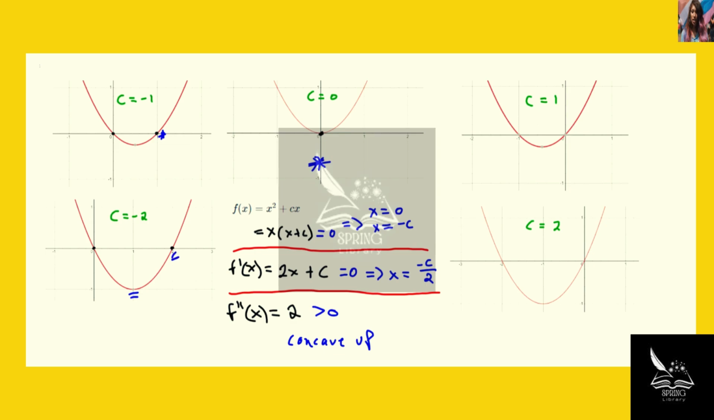And looking at c = 1, the x-intercept gets shifted to the left 1, and our vertex is right in the middle of those two. And c = 2, same thing. Our other x-intercept gets shifted to -2, and our vertex is half that distance.